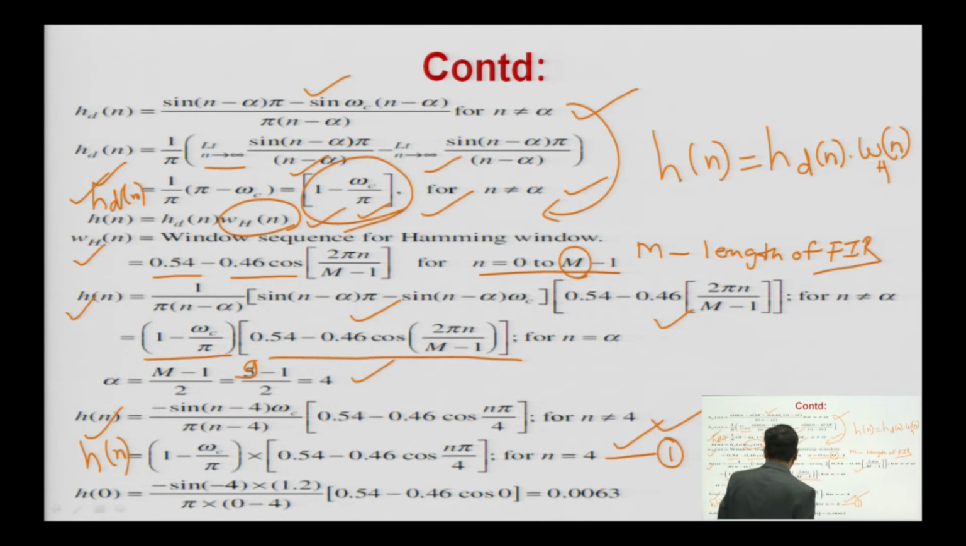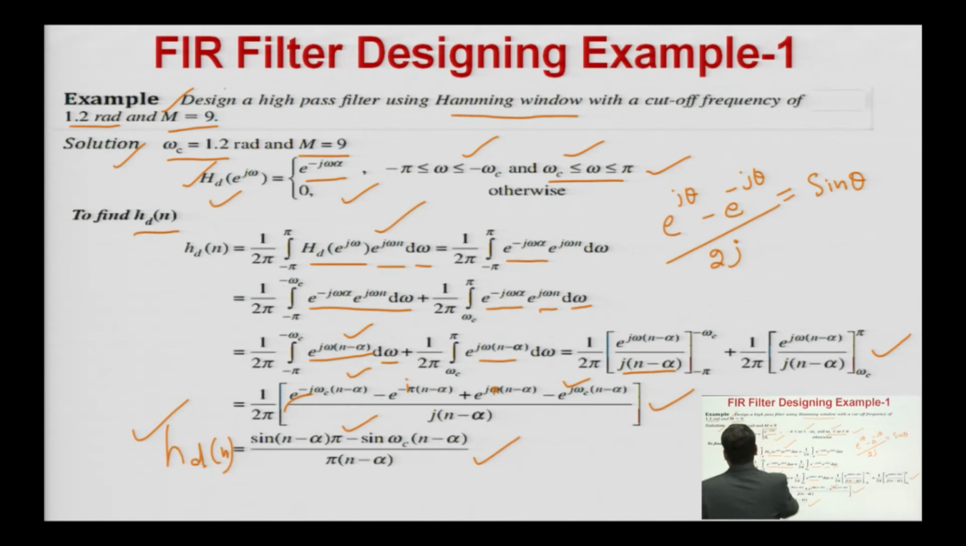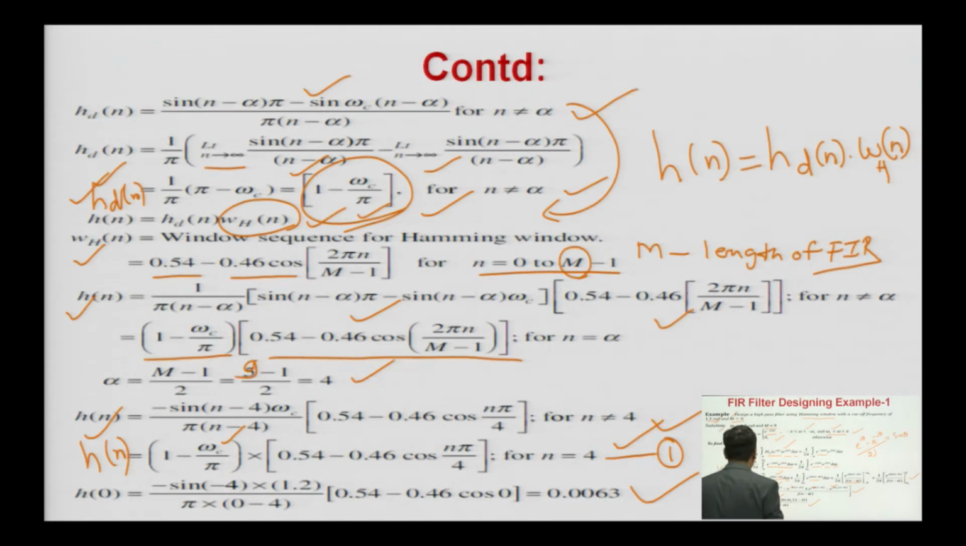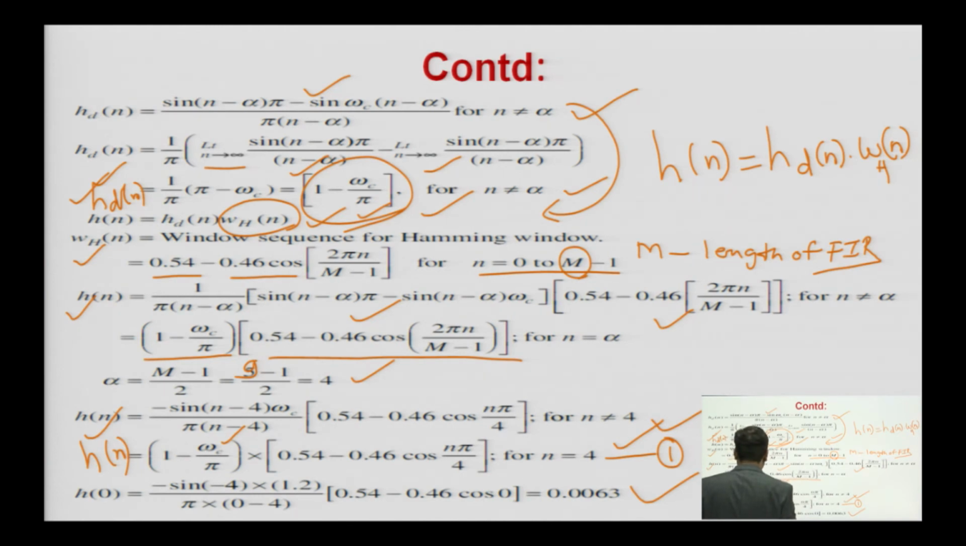So, if you put n equal to 0 here, it will be 0.0063. So, it is very simple here. And ω_c is given to you here, how much is ω_c? You can see it is 1.2, this one. This ω_c is given to you, ω_c is equal to 1.2 radian. So, you can put the value 1.2 here. So, sine of this, and you are calculating h(0). So, h(0) is the first filter coefficient, at n equal to 0.